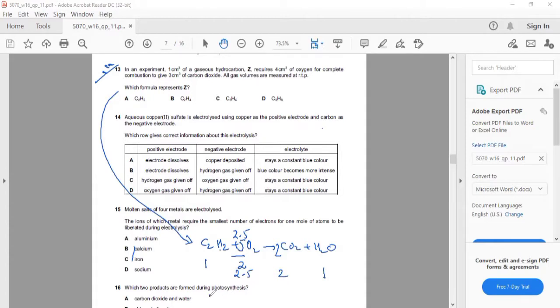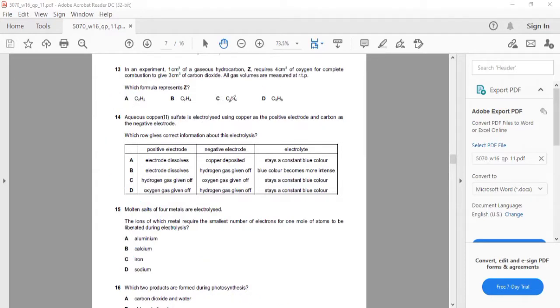We can also write it as cm cube: 1 cm cube, 2.5 cm cube, 2 cm cube, for gases only, and 1 cm cube. Keep in mind, we can write mole ratio as volume ratio also. So for 1 cm cube, it requires 2.5 cm cube, it means A is wrong. Okay, now I am writing for the third one.